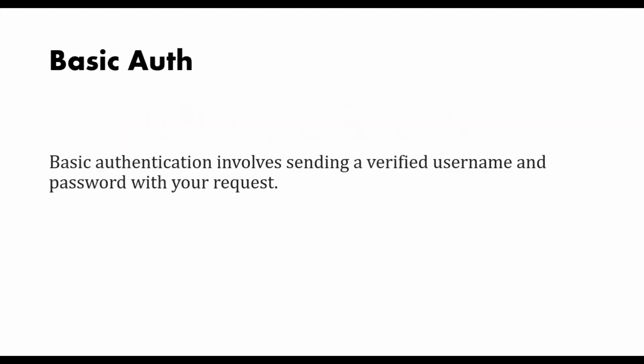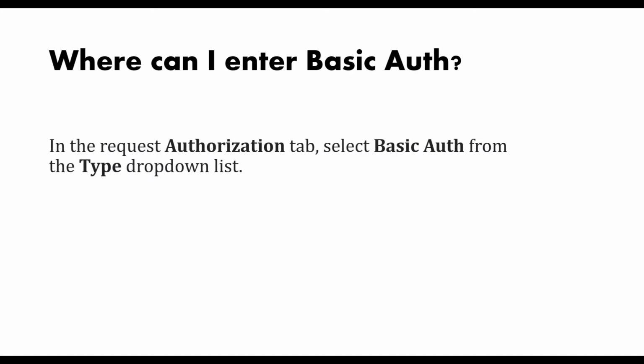Okay. First, what is basic authentication? Authentication is nothing but verifying your username and password with your request. This is the basic authentication. Where can I enter basic authentication? Once you open Postman, there we can see one drop down under the authorization tab. We have to select the basic authentication value in that drop down list. Okay, I'll show you.